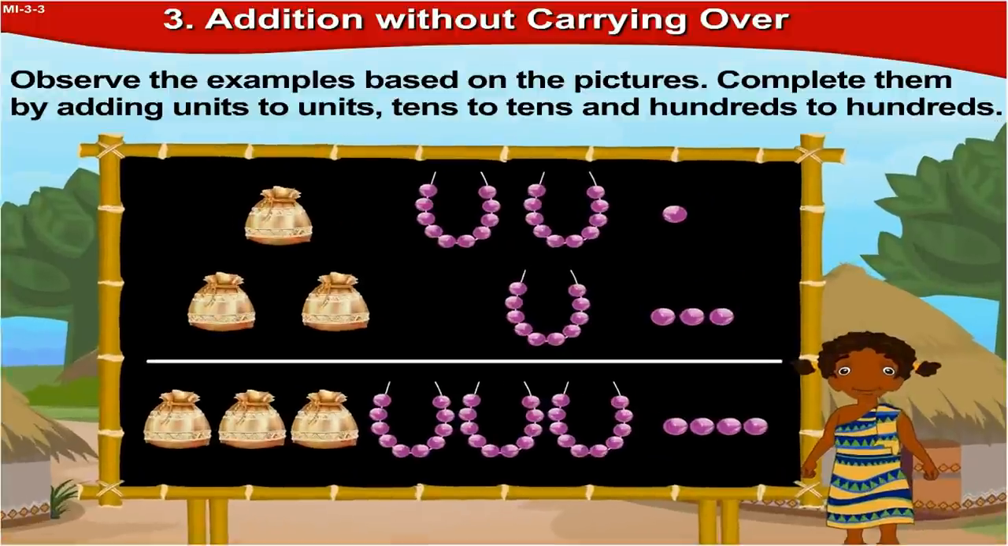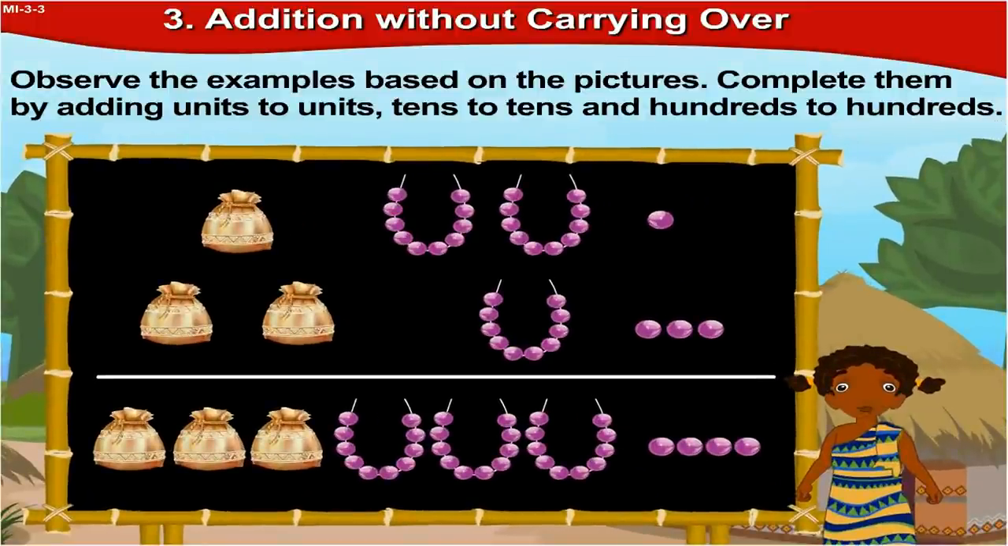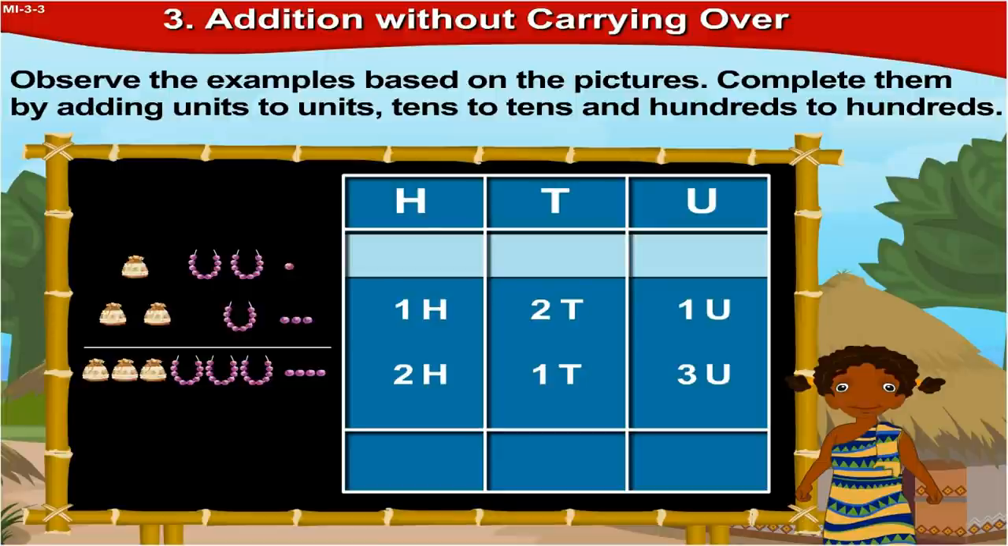Observe the examples based on the pictures. Complete them by adding units to units, tens to tens, and hundreds to hundreds. First, let us notice the picture. It has 100, 2 tens, 1 unit, then 2 hundreds, 1 10, 3 units, and after adding they have given 3 hundreds, 3 tens, 4 units. Let us write them. It would be 100, 2 tens, 1 unit, plus 2 hundreds, 1 10, 3 units.